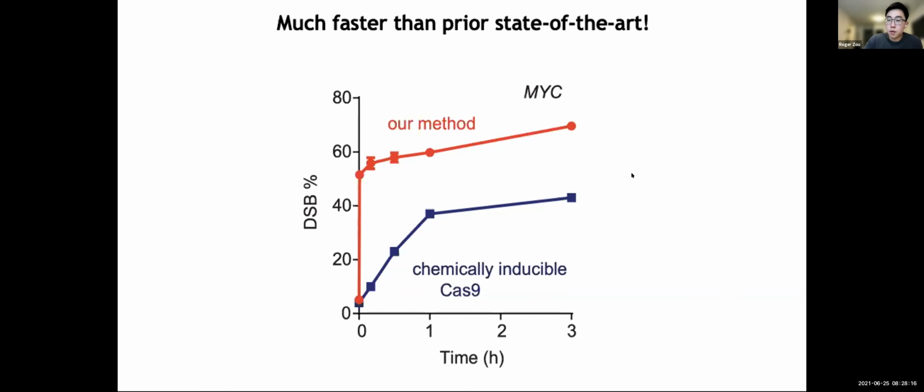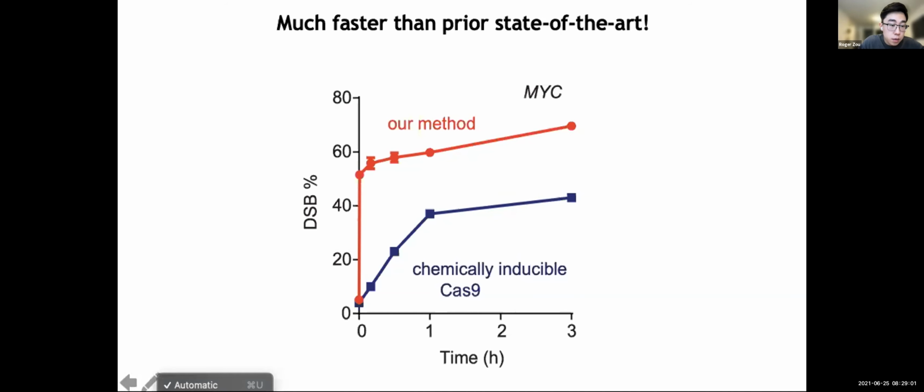So here are just some preliminary results. To measure the speed of Cas9 activation inside cells, we can measure the percent of broken DNA at the target site, shown on the y-axis, as a function of time after Cas9 activation on the x-axis. And our method, in the red line, is compared to a prior state-of-the-art chemically inducible Cas9. And it performs better in two distinct ways. First, our method is orders of magnitude faster, right? So reaching over 50% of double-strand breaks within 30 seconds of Cas9 activation. And second, our method intrinsically has higher cleavage activity, consistently having a higher percentage of breaks over all time points.